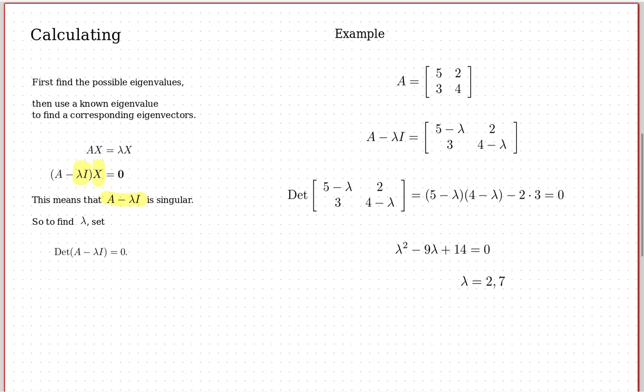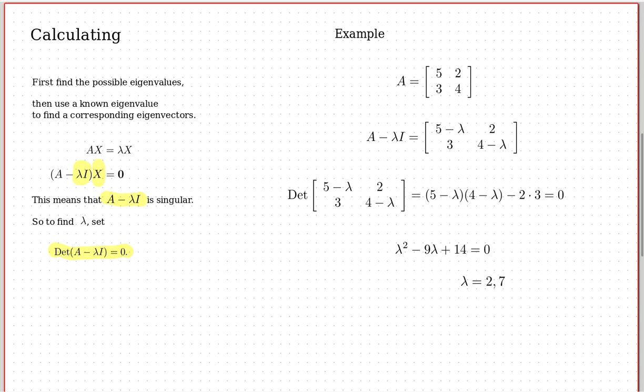And so one way to figure out what lambda is is to use the equation that the determinant of A minus lambda I equals 0, because that's one way you can tell that a matrix is singular. A square matrix is singular if its determinant is 0. In fact, if and only if its determinant is 0.